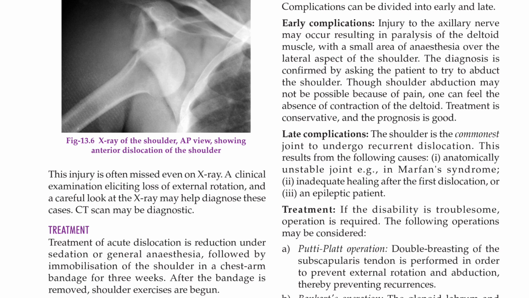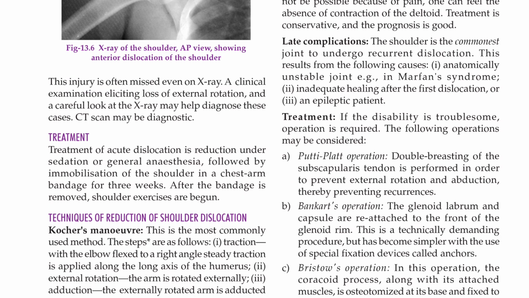So X-ray of the shoulder AP view showing anterior dislocation of the shoulder. The injury is often missed even on X-ray. It may not be visible on X-ray. A clinical examination eliciting loss of external rotation, the patient is not able to externally rotate, and a careful look at the X-ray may help diagnose these cases. Okay, so CT scan may be diagnostic.